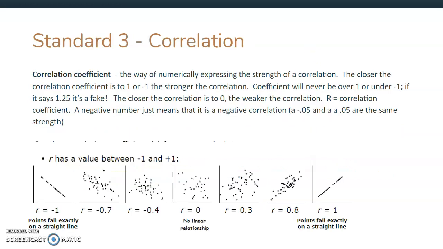Okay, and then the correlation coefficient is how you numerically express how strong the correlation is, right? The closer it is to 1 or -1, the stronger the correlation. The 1 is going to be a positive correlation. The negative number is going to indicate a negative correlation. Remember, the coefficient will never be over 1 or under -1. Okay, if you see a -1.25, that's a fake. Don't fall for it. Okay, the closer the correlation is to 0, the weaker the correlation is.